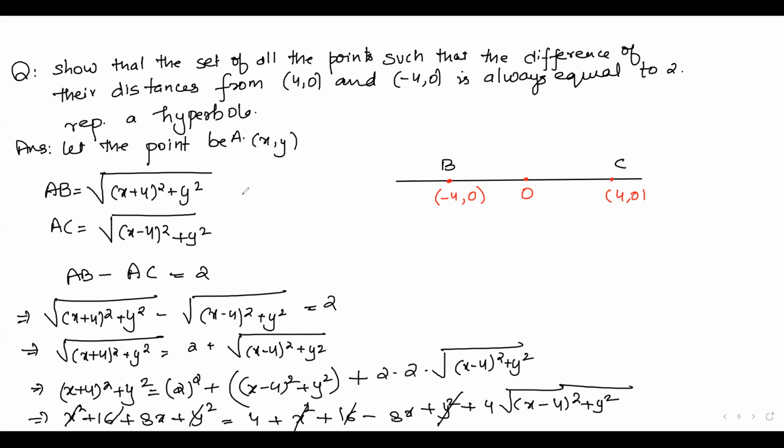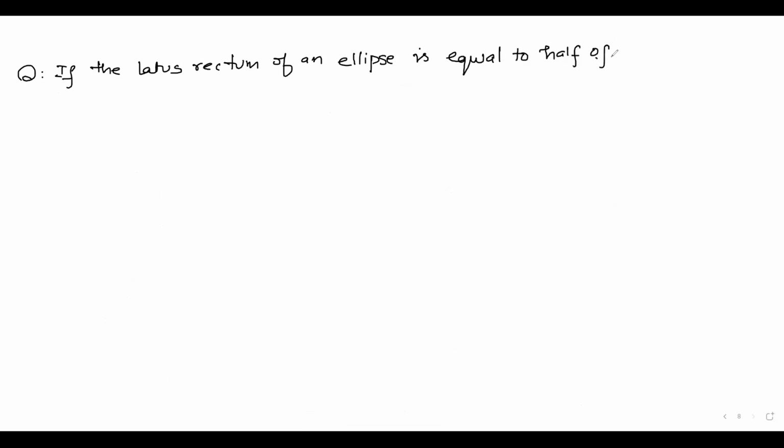From which chapter? Same chapter. So this one: if the latus rectum of an ellipse is equal to half of the minor axis, then find the eccentricity.